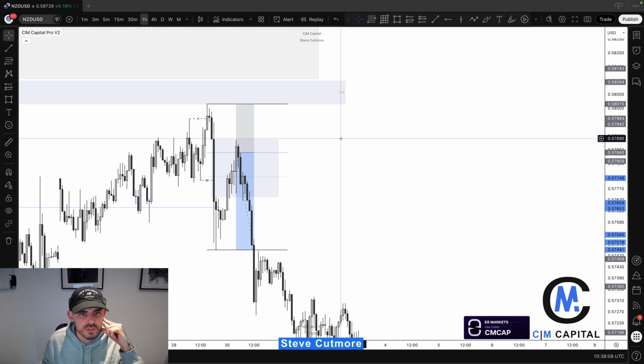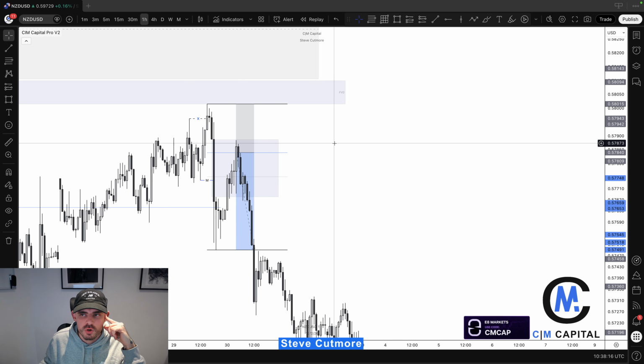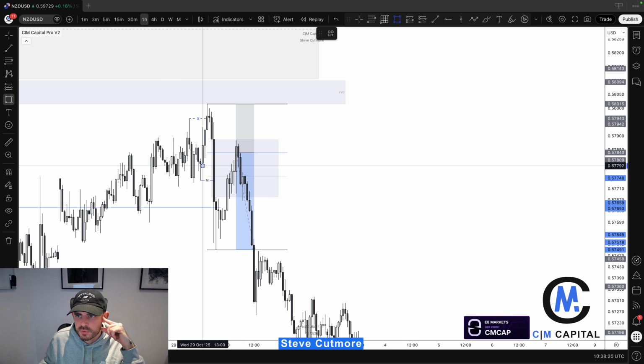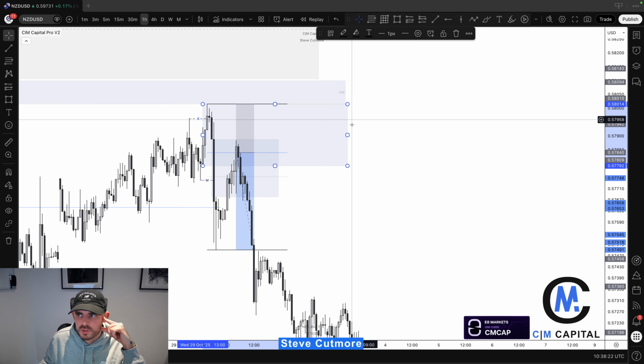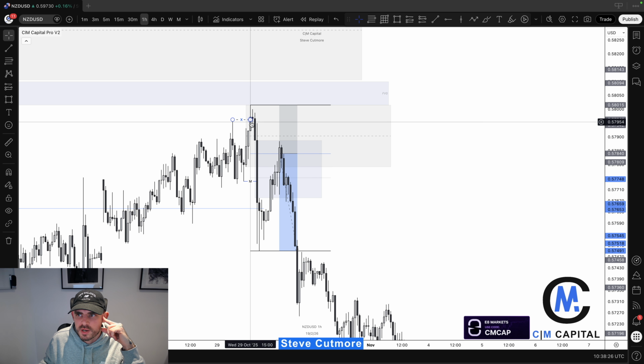And what else did I talk about? Supply and demand zones. A supply and demand zone is a lot stronger when what? Liquidity has been taken, when that demand zone or supply zone takes liquidity. And what can you see right here? We have a strong supply zone sitting there. And why is that a strong supply zone?